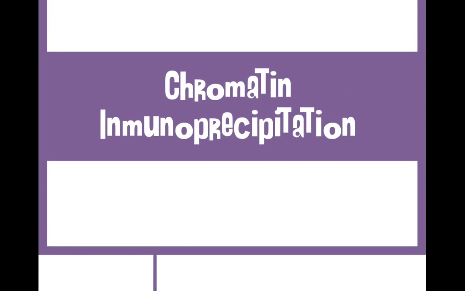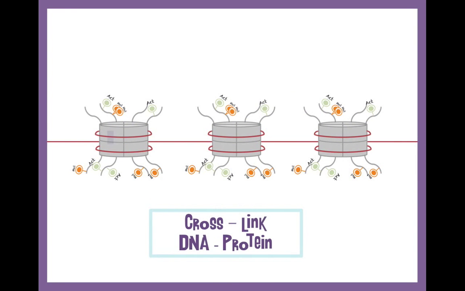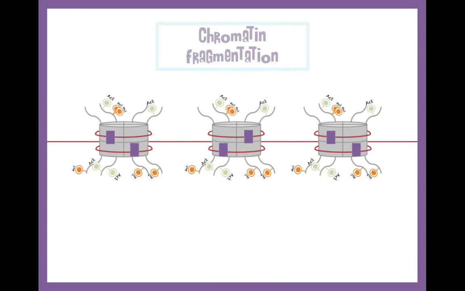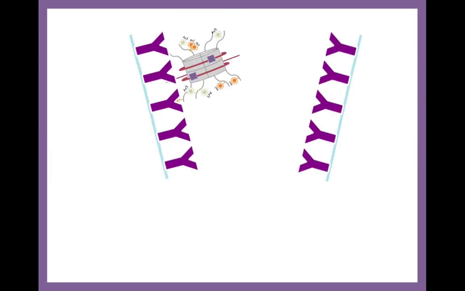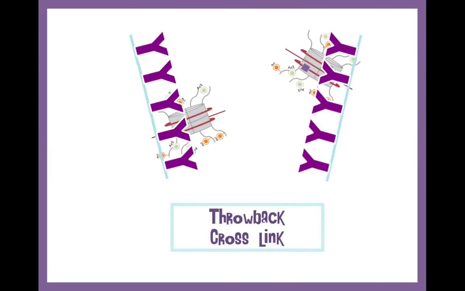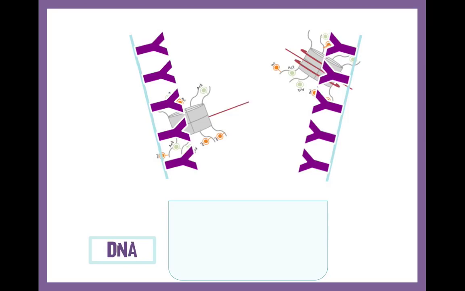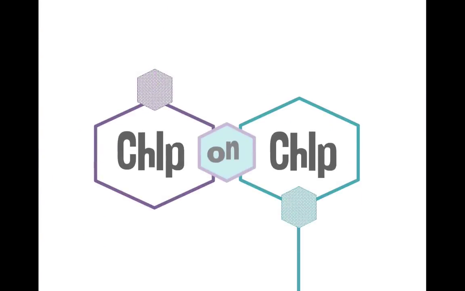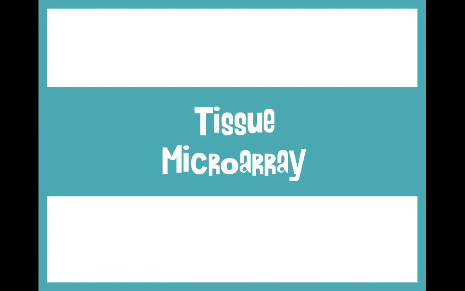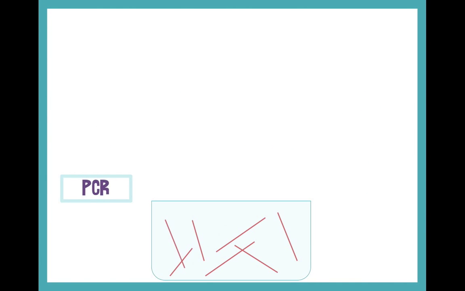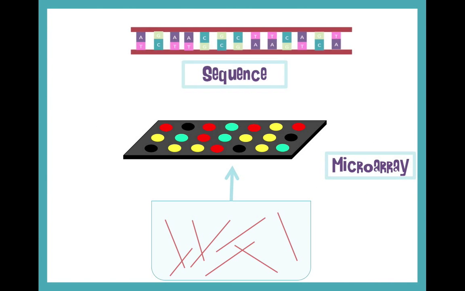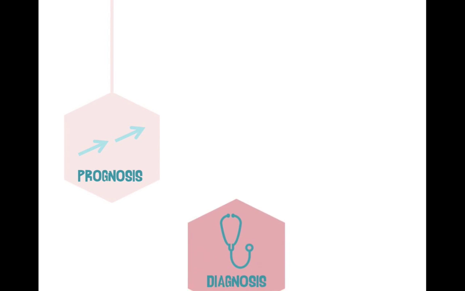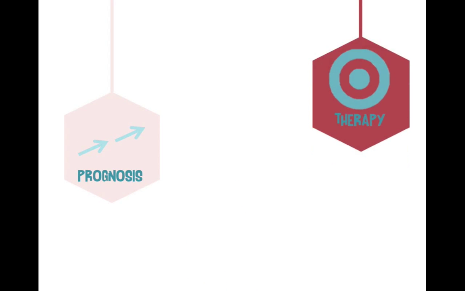The ChIP-on-chip technique allows mapping of histone modifications. The first ChIP is the acronym for chromatin immunoprecipitation. The second chip is a tissue microarray that we use to sequence the isolated DNA. This allows us to use the histone modification on the prognosis, diagnosis and therapy of prostate cancer.